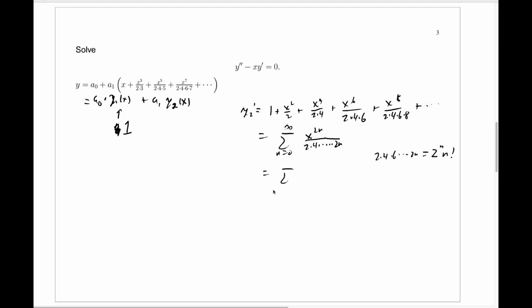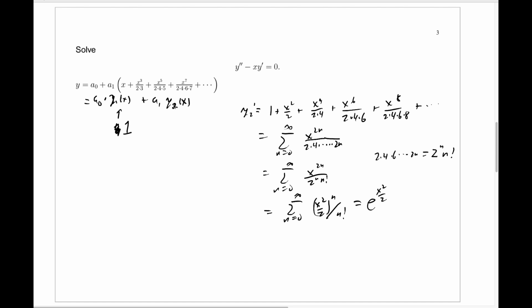So this can be written as a sum from n equals 0 to infinity of x to the 2n over 2 to the n times n factorial. And another way to write that is the sum from n equals 0 to infinity of x squared over 2, all to the nth power. That's the x to the 2n over 2 to the n. And all of that divided by n factorial. Why would I write it like that? Because if that were just an x there instead of x squared over 2, this would be the series for e to the x. So this is exactly the series for e to the x squared over 2. And that's y2 prime, not y2.